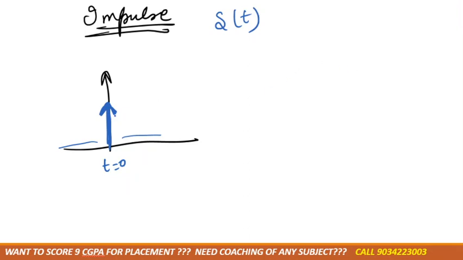Now you tell me, how can we write down this state equation? Like at t equal to 0, what can we write? Tell me. Equal to 0.